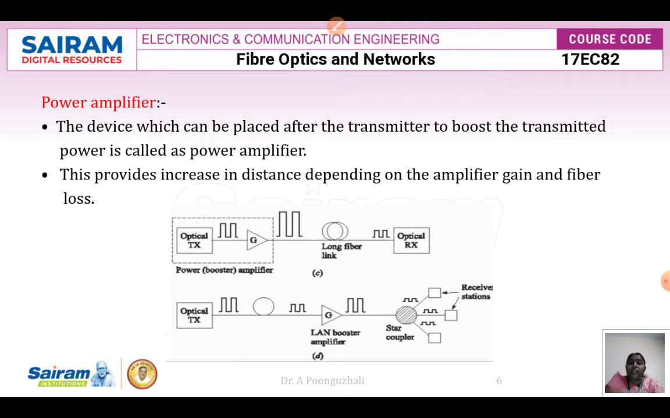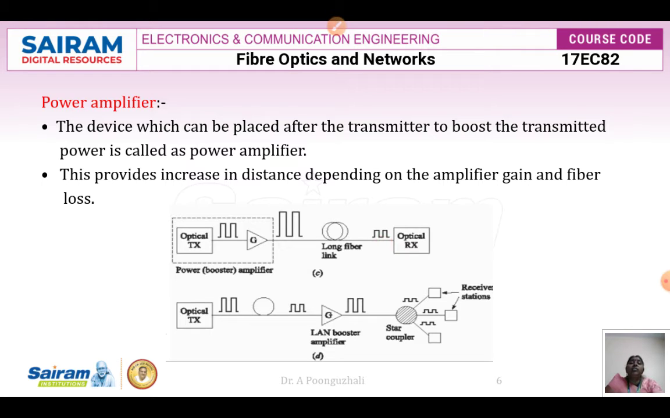Next is the power amplifier. A power amplifier is a device placed after the transmitter to boost the transmitted power. We place a power amplifier at the output of the optical transmitter so that it boosts the power of the optical signal. When boosted, the amplitude is at a higher level and can be transmitted through a longer fiber link. So when it reaches the optical receiver, it arrives at the correct amplitude.